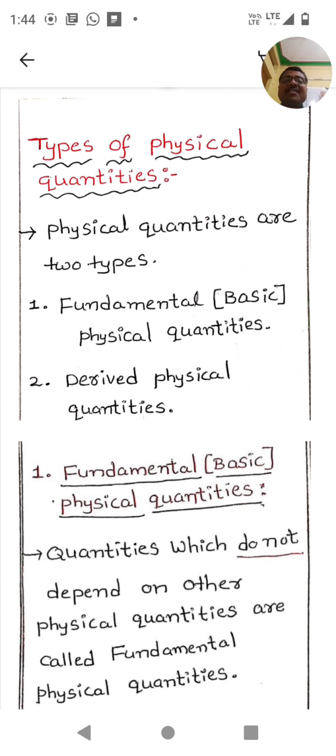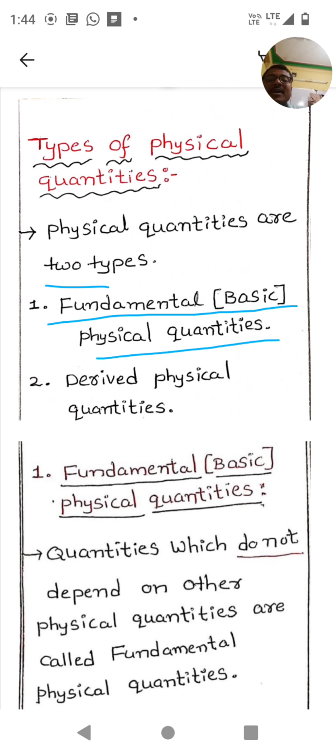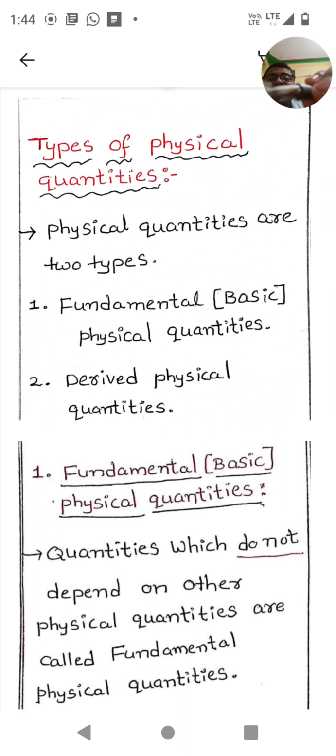Mainly physical quantities are of two types. First one is the fundamental or basic physical quantity. Second one, derived physical quantity. Here physical quantities are mainly of two types: first, fundamental or basic physical quantity, and second, derived physical quantity.